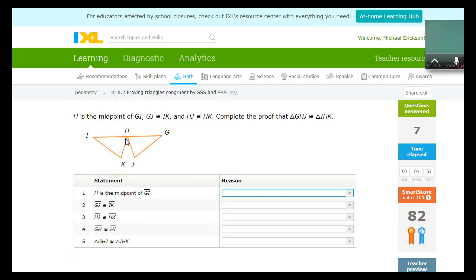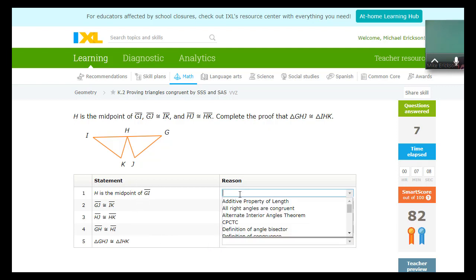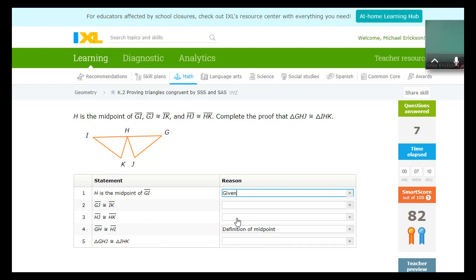H is the midpoint of GI. Well, if H is the midpoint of GI, somewhere in here is going to be the definition of a midpoint. IH and GH, probably. GH, HI, that's the definition of a midpoint. Let's go find it. Definition of a midpoint. Let's see. H is the midpoint of GI. Well, reason, that's a given. So let's go find given.